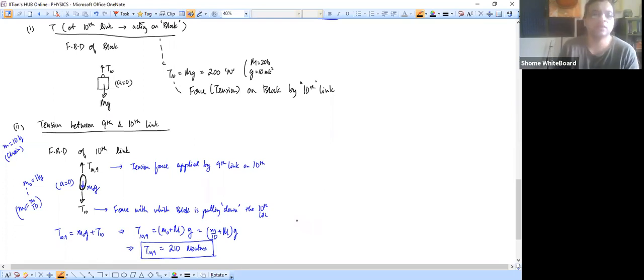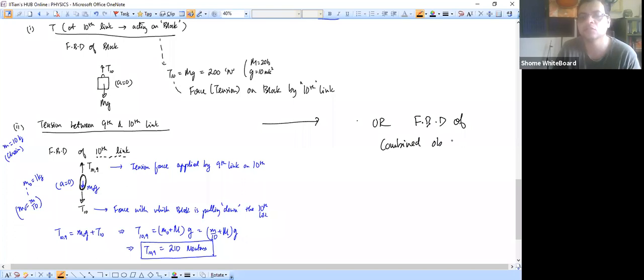Okay, now see, what I have done in the second part is I have made the free body diagram of just one link alone, and which link, that is the 10th link. Okay, but for that I have had to take help of the first part now, because I needed this T10 force also. Okay, but I can do one more thing. I can also make the free body diagram of the combined object of the block plus the 10th link.